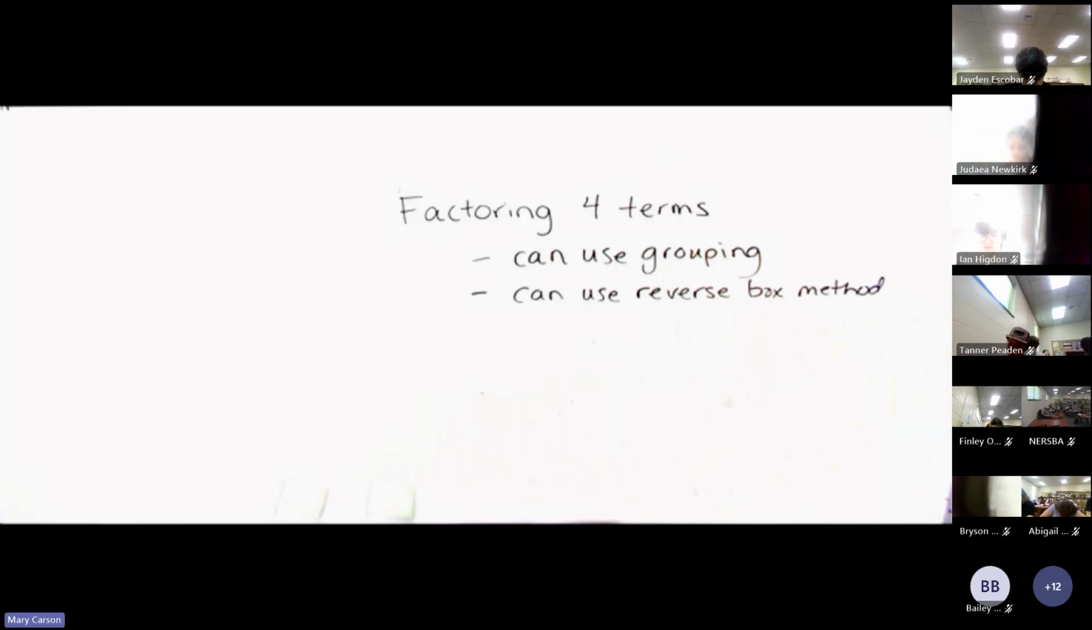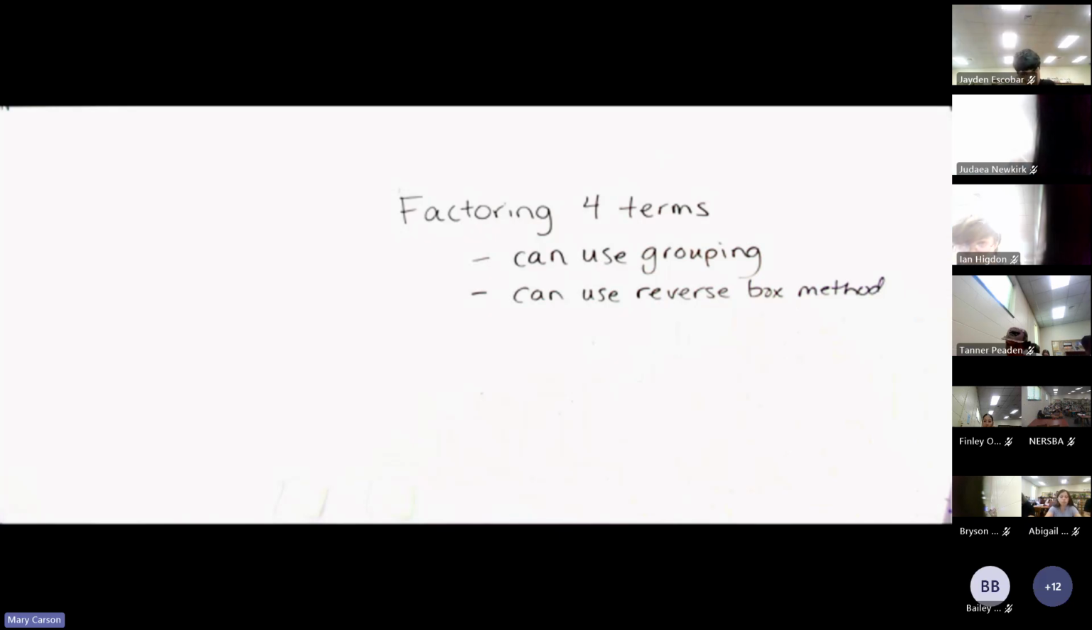All right, so when we're talking about factoring by 4 terms, you're going to look at how many terms you have. If you have 4, you can either do it by grouping, or we can do the reverse box. Which one are you guys more comfortable with? Put it in the chat box.